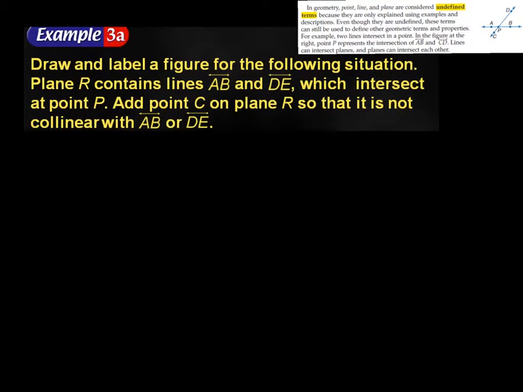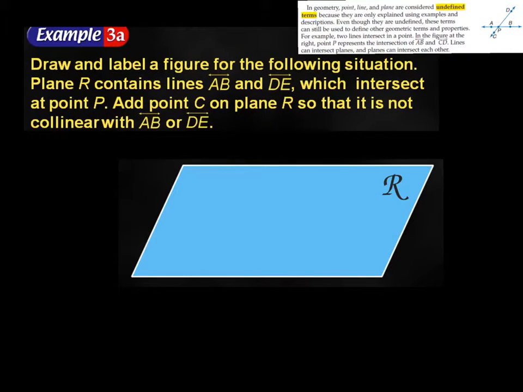Draw and label a figure for the following situation. Plane R contains lines AB and DE, which intersect at point P. Add point C on plane R so that it is not collinear with line AB or DE. Okay, to represent a plane, we use a parallelogram and we label it R. So we drew plane R.